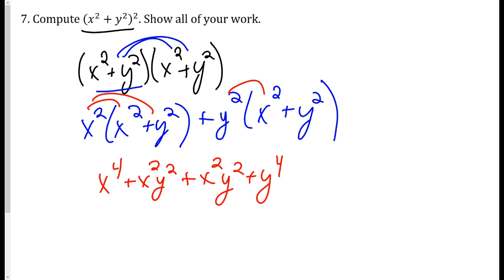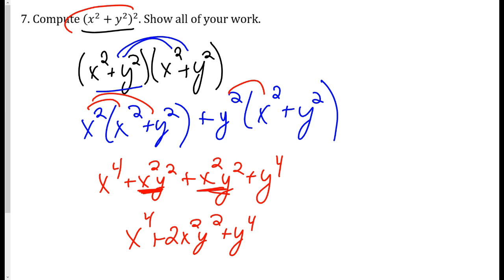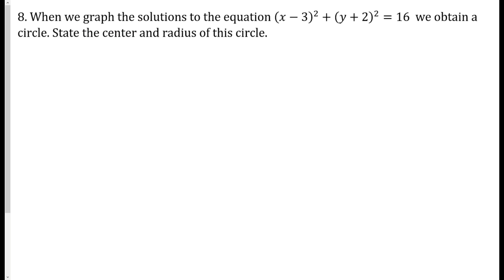the fourth. Who are my like terms? Well, these are both x squared y squared, so I have x to the fourth plus 2x squared y squared plus y to the fourth. Okay? Hopefully, as I said by now, you're comfortable with squaring binomials. That's a big concept that I hope you mastered.